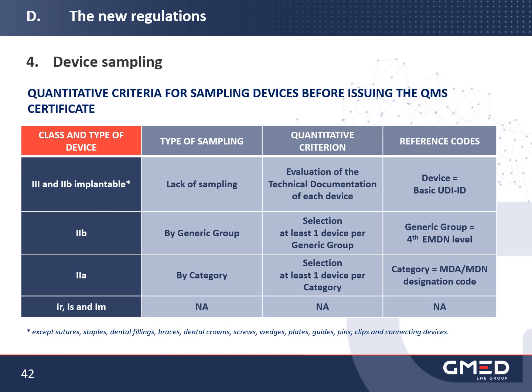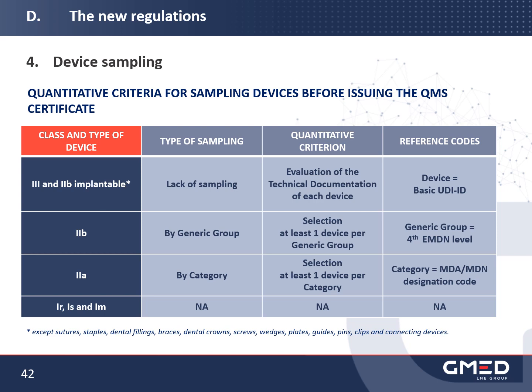For other Class 2B devices, sampling is performed within generic groups according to the following rule. At least one device per generic group must undergo a technical documentation evaluation before the certificate is issued. Generic groups are established from the fourth level of the EMDN.